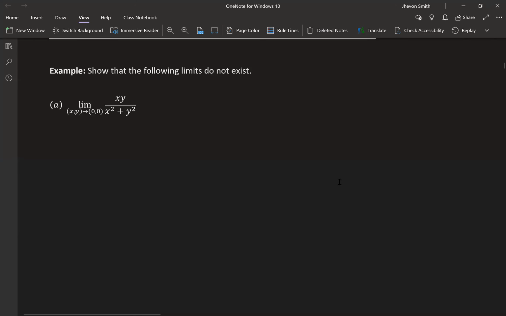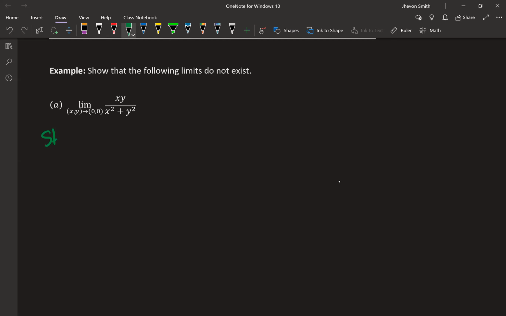We want to find the limit as x comma y approaches 0 comma 0 of the function xy over x squared plus y squared. Now clearly, we cannot be at this point because we would divide by 0, but the limit doesn't care about being at the point. We just care about getting close to the point. So here's what we can do. So first thing I can do is I can approach along an obvious path.